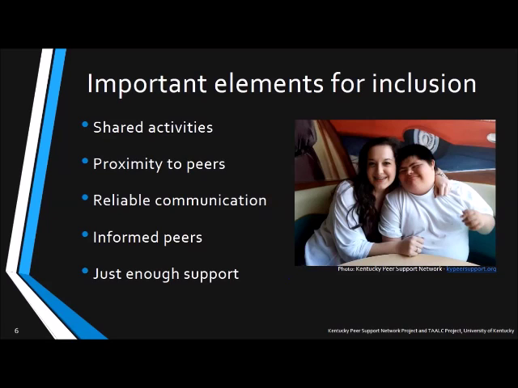Our peers need to understand how our students communicate. And if they have some idiosyncratic behaviors or different ways of communicating, gestures and things, then our peers need to understand what that is in order to communicate with students and to use their communication systems as well. And the last one, just enough support, and that really is to us. We need to provide just enough support, but also know when to stay out of the way and stay back and just facilitate the learning.